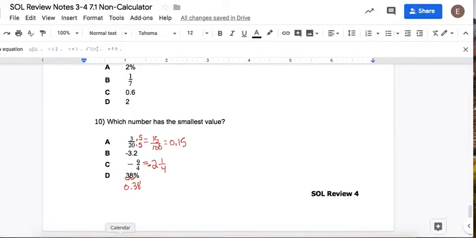Now, I'm looking for the smallest value, and I notice 2 of these are negative. Okay, we have -3 2/10, and we have -2 1/4. And I know that 1/4 is 0.25, so this is actually -2.25. So now the question is, which is smaller, B or C? And remember, the way negatives work is the farther it is away from 0, the smaller it is. So if I'm thinking of a number line, -3.2 is farther away from 0 than -2.25. So the smallest value is -3.2.